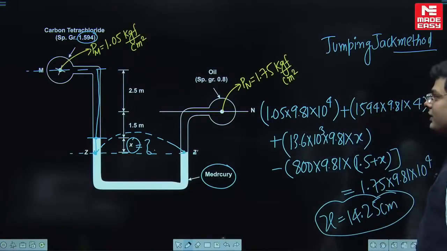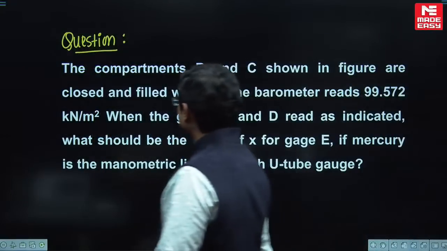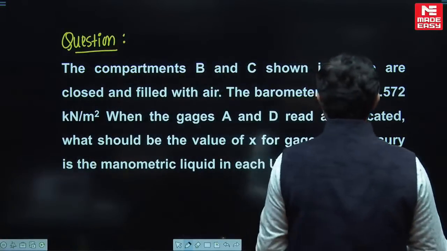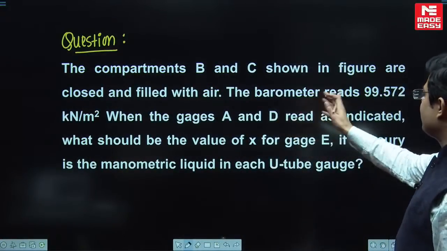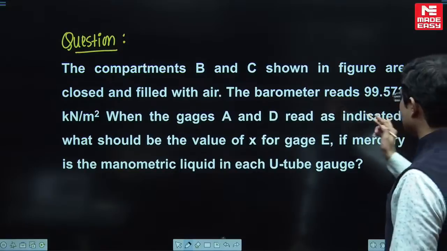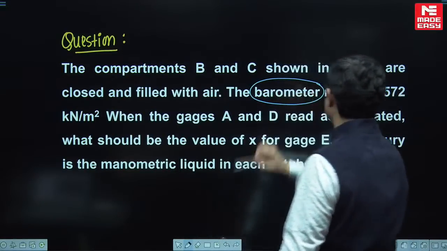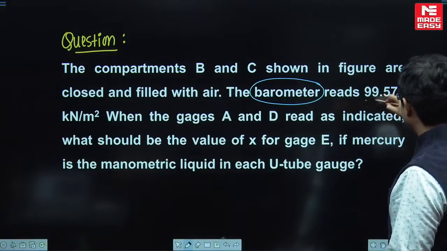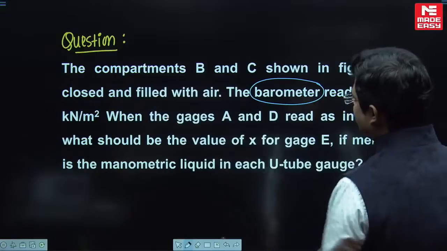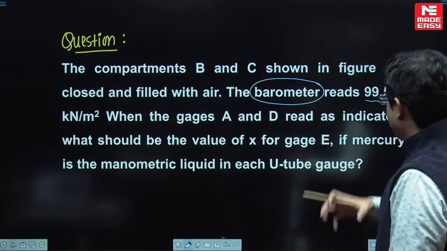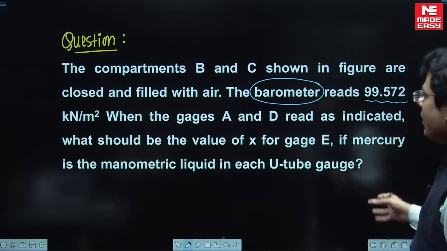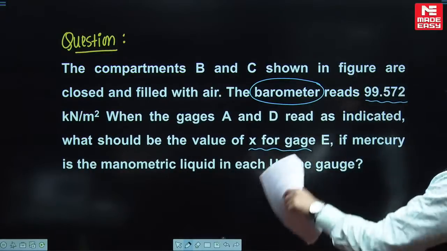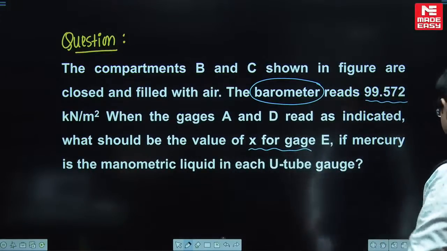Let us move on to the next problem. This is a good one. The compartments B and C shown in the figure are filled with air. The barometer reads. Barometer is a device that is used to measure the atmospheric pressure. It reads 99.572 kilopascal. When the gauges A and D read as indicated, what should be the value of x? What should be the value of x for gauge E if mercury is the manometer in the U-tube?